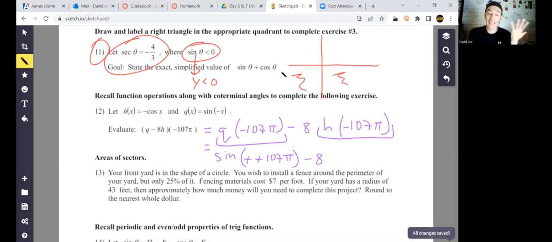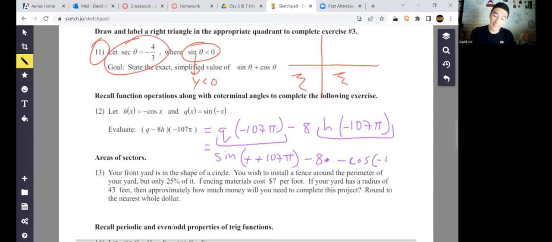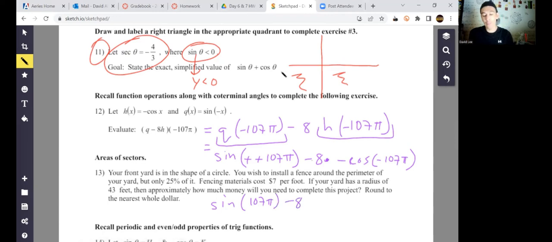H, go to equation H over there. H is defined by a negative multiplication, negative cosine, and then x is what gets replaced by the stuff in the parentheses. So it should look like this. Let's clean this up a little bit. So this is the sine of 107 pi minus 8. Well, hold up. What's that negative times that negative? Let's just call that a positive 8 times the cosine of negative 107 pi.